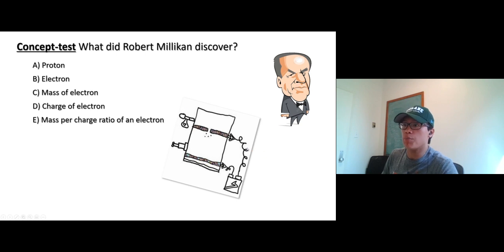So he discovered, first of all, the charge of the electron. He suspended the electron in the air using the electric field. And not just that, using the charge of the electron and the mass-per-charge ratio of an electron discovered by J.J. Thomson, he could calculate the mass of the electron. So he got this too.